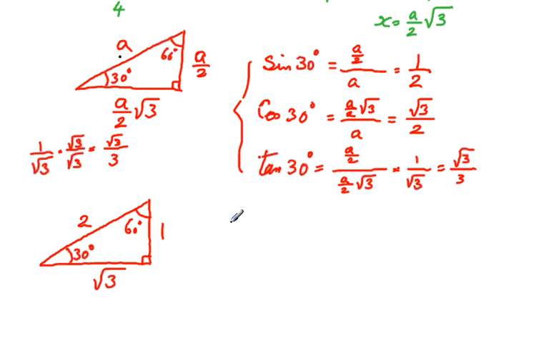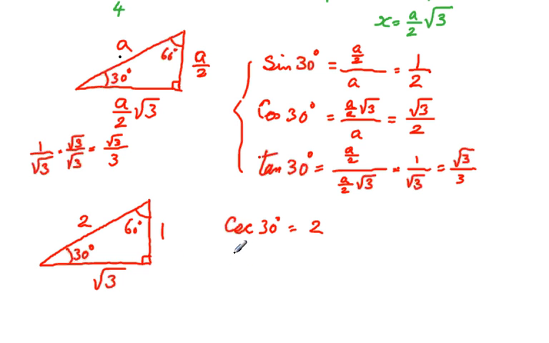For example, cosecant of 30. That's a ratio of hypotenuse to opposite. So it's just 2 over 1, which is just 2. You could have done it here as well. You would have said a over 2, and then you just get 2 out of it.